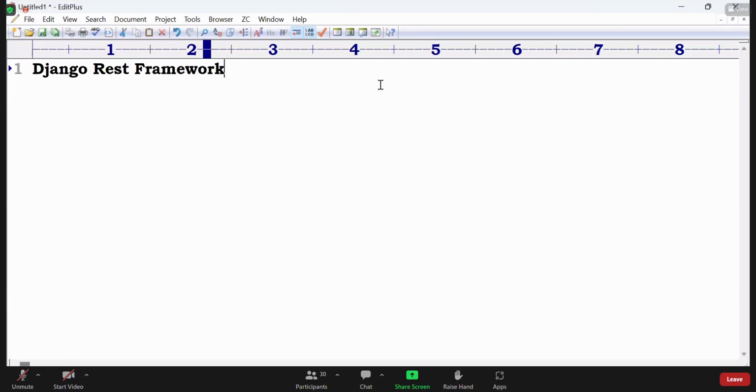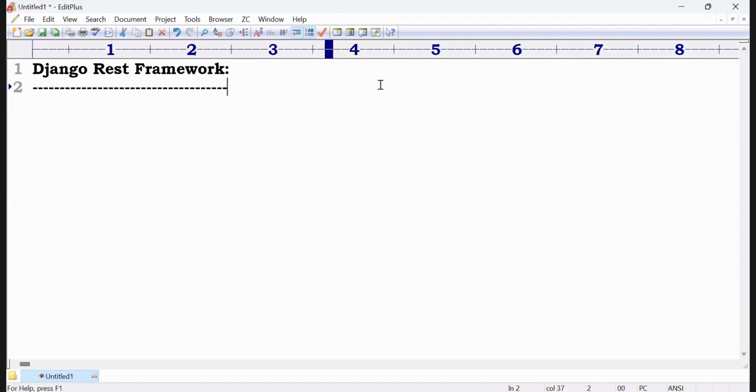REST framework. What is the Django REST framework?